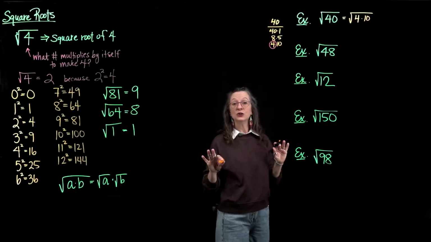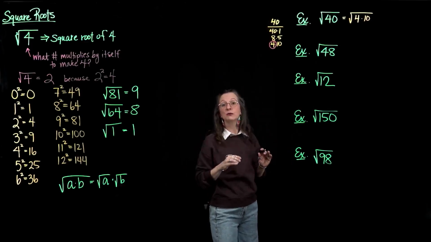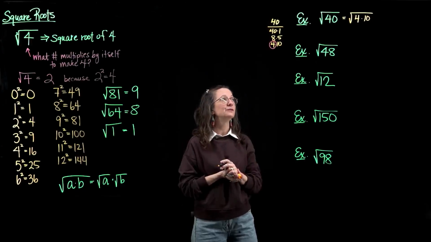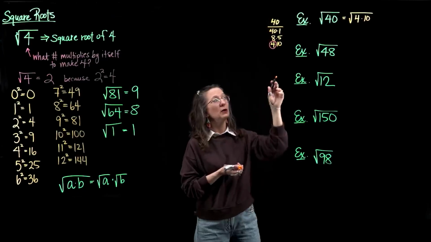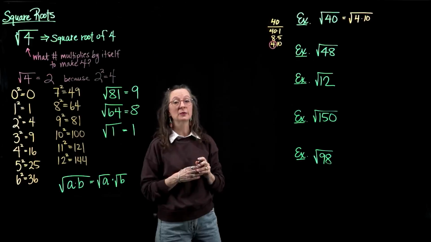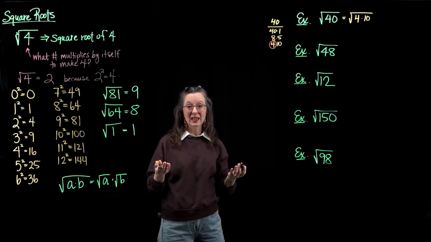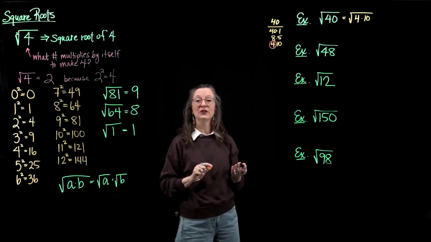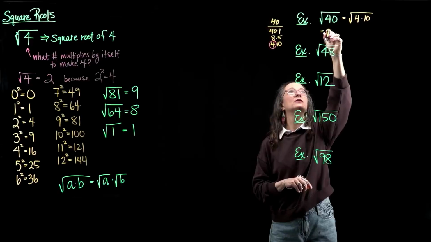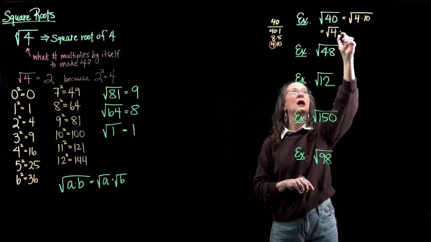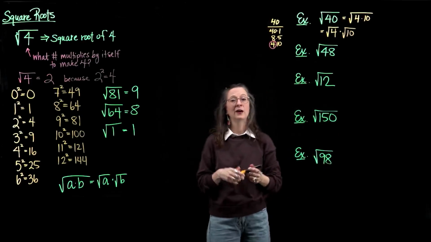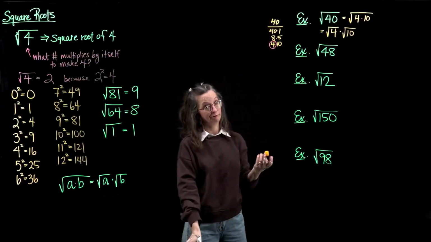Now notice I didn't change anything. I just rewrote 40 as two things multiplied together. And my rule tells me that the square root of two numbers multiplied together is the same as the square root of the first times the square root of the second. So this would be the square root of 4 times the square root of 10. Now, why is that helpful? Good question.